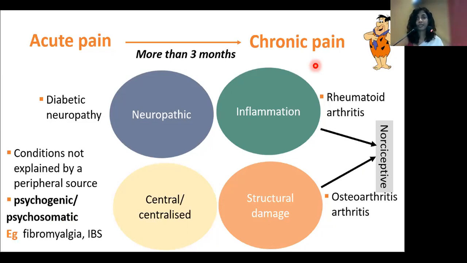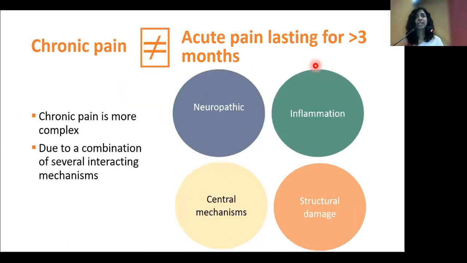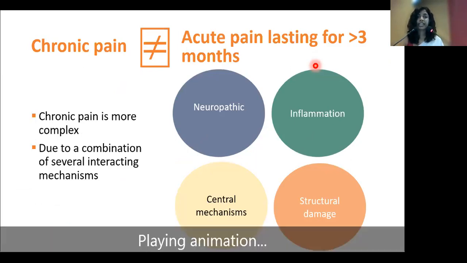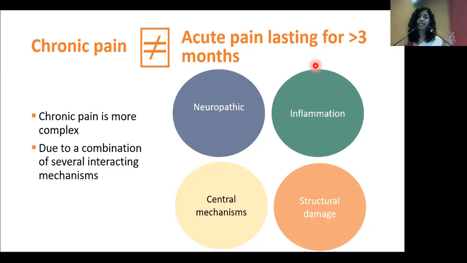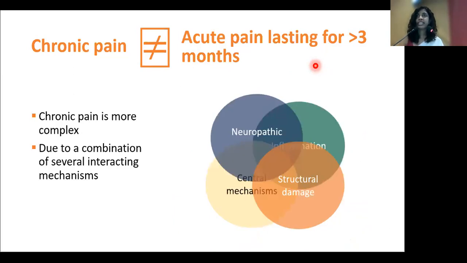irritable bowel syndrome. Okay? But when we really look at what happens in chronic pain, you will realize that it is actually more than acute pain lasting for 3 months, because it's much more complex and there are a combination of factors that interact with each other to lead to chronic pain.